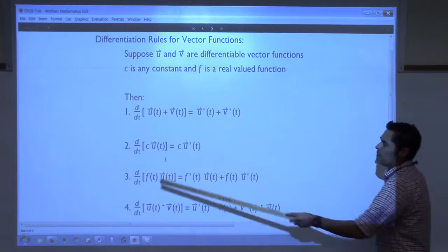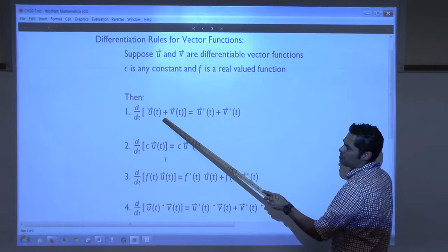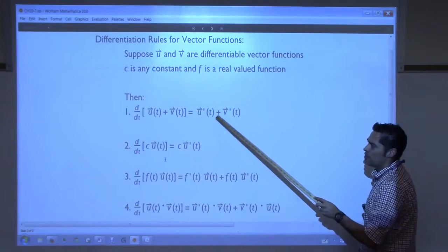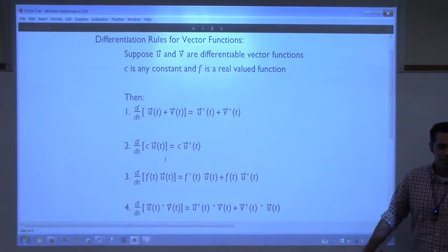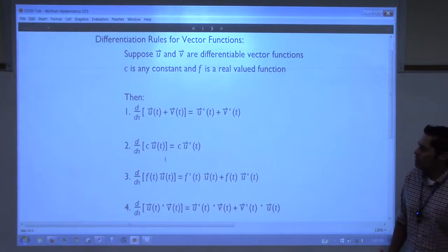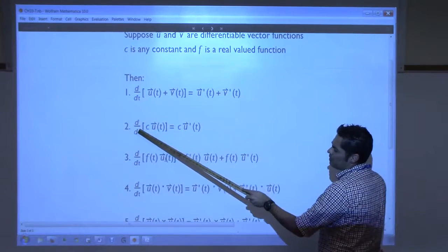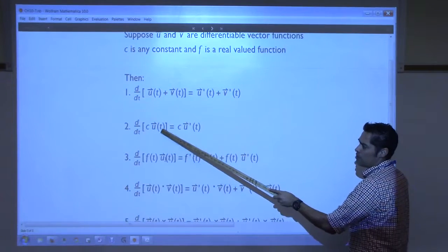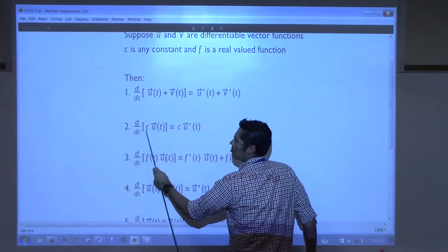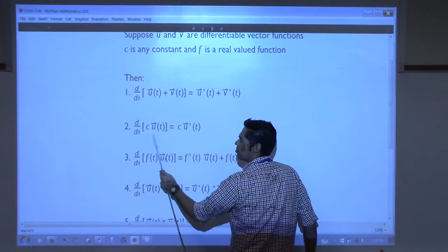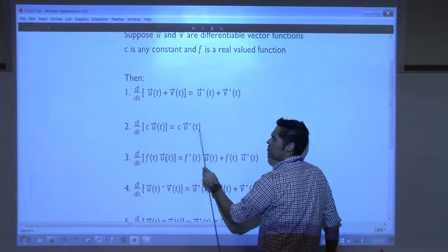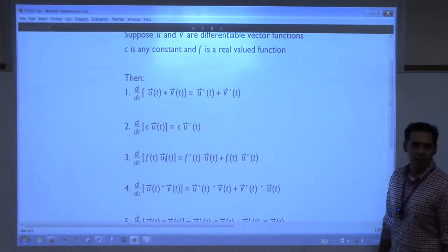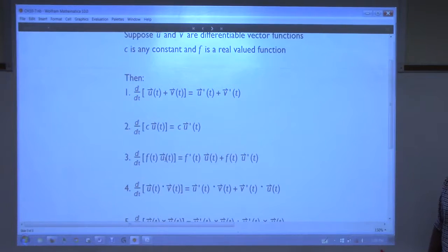The first one, if we take the derivative of the sum of 2 vector functions, you can take the derivative of each one separately. That's just like in Cal 1, isn't it? If you take the derivative of a constant times a vector function, now what type of multiplication is this right here? That's scalar multiplication. You're allowed to just pull the constant out and take the derivative of the vector function, just like in Cal 1. So scalars come along for the ride, right?